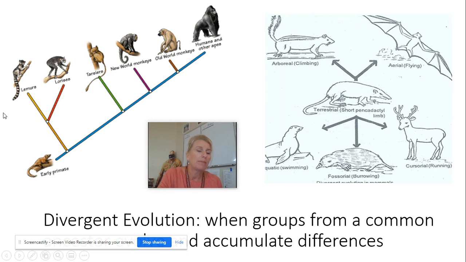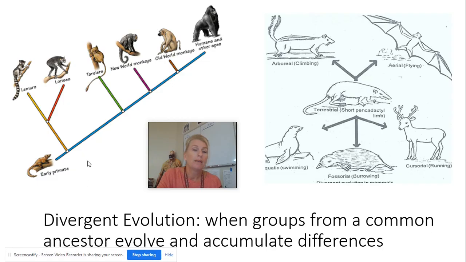So here on this left side, we've got an early primate, and because of divergent evolution, the ancestor changed due to environmental pressures and accumulated differences, and now we have all these different species of apes. Same is true for this terrestrial animal. Because of divergence, we have climbing animals, we have flying animals, and we have other terrestrial animals, and some that actually live in the ocean.